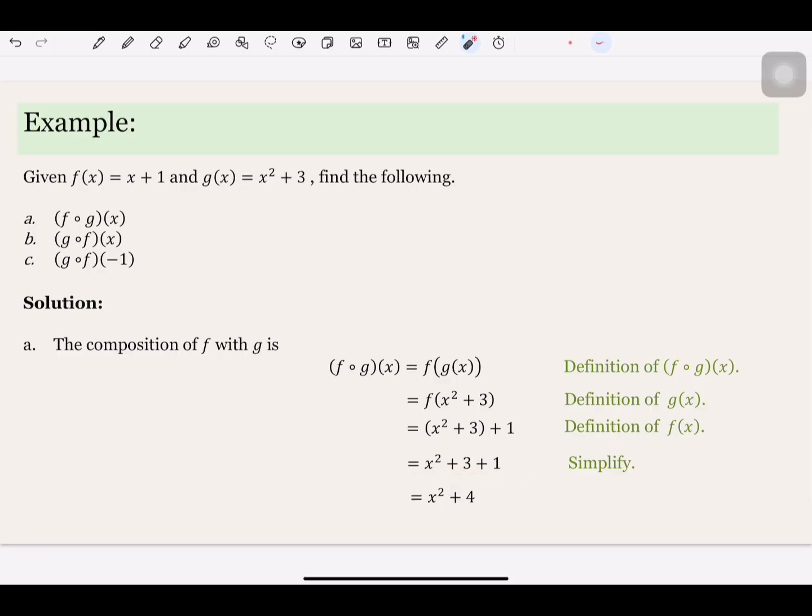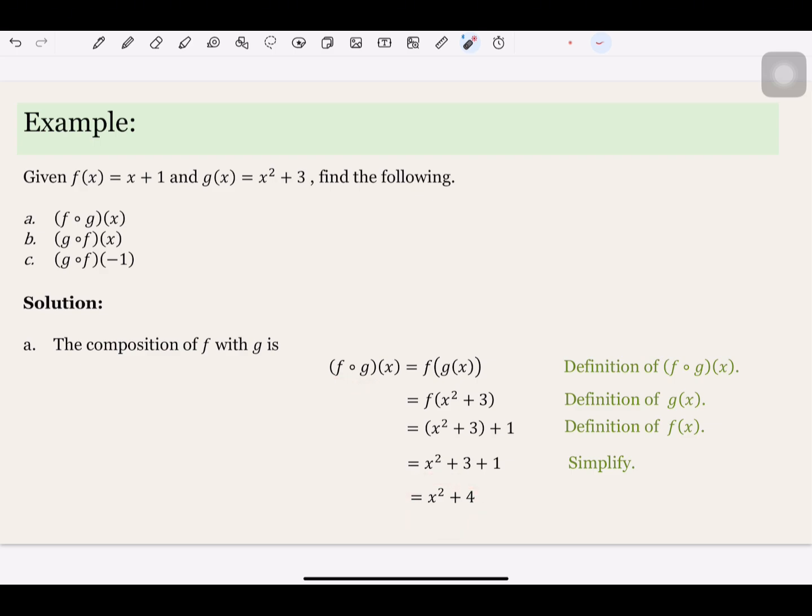And then you are going to combine like terms. You have only one x squared, so you write it as it is. Then you add these two terms, and it's going to be 4. So the composition of f and g is x squared plus 4.